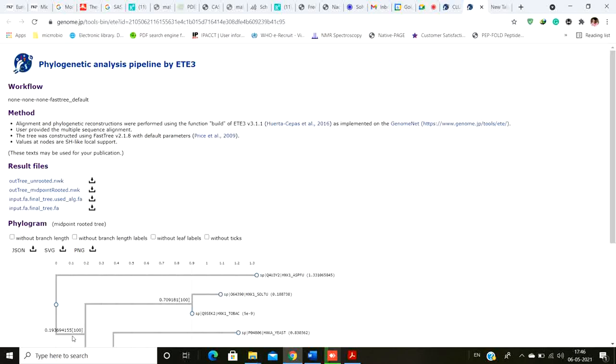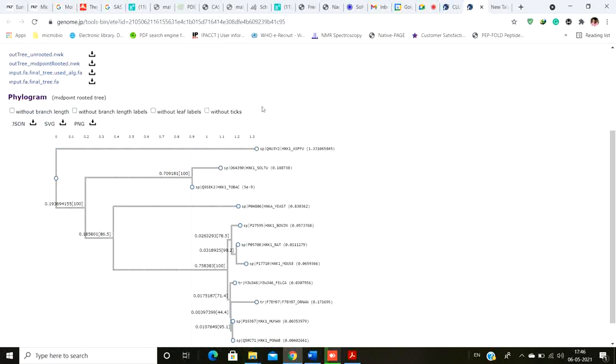It's going to take up some time. Now it's done. Okay. Now see, when it has developed this particular thing, now if I simply come down, this is the evolutionary tree.